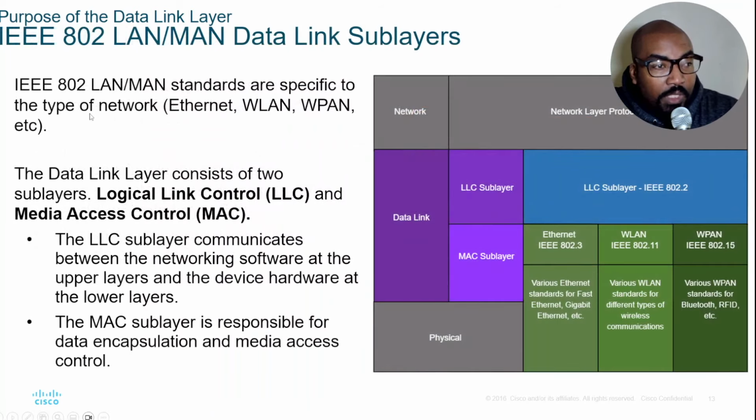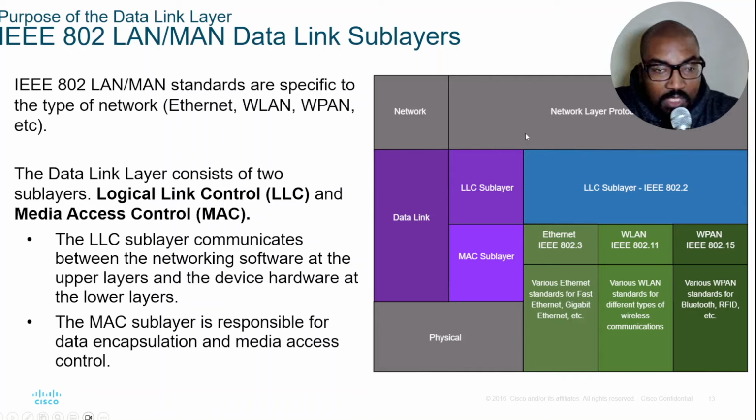Now, the IEEE 802 local area network and metropolitan area network standards are specific to the type of network, Ethernet. The data link layer consists of two sublayers, the logical link control and the media access control, or MAC. The logical link sublayer communicates between the network layer software and upper layers and the device hardware at the lower layers. The MAC sublayer is responsible for the encapsulation and media access control.